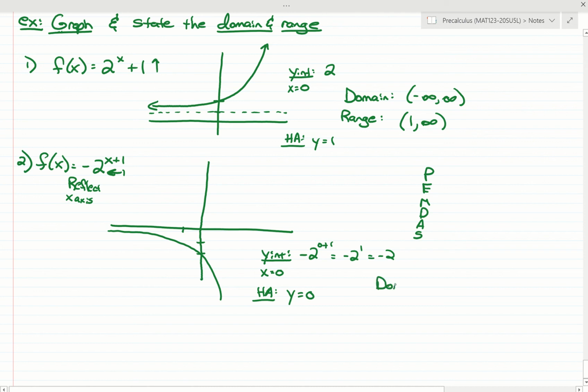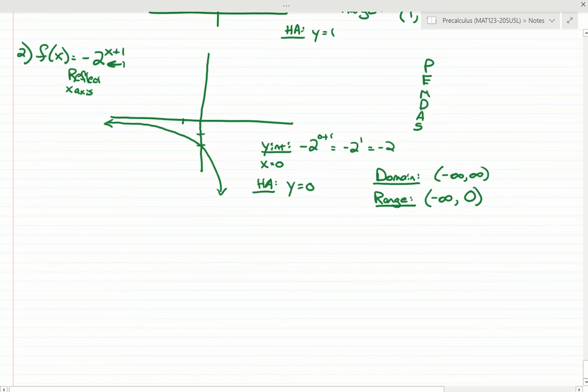Now our domain, we could plug in any number we want for x. So that's going to be negative infinity to positive infinity. Our range, well, it looks like if the horizontal asymptote is at 0, the highest it's going to be is 0. But it actually goes down forever. So that's how we would write the range for this graph. The left number is always the lowest, and the right number is always the highest.